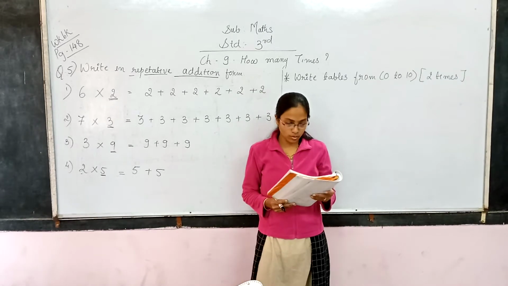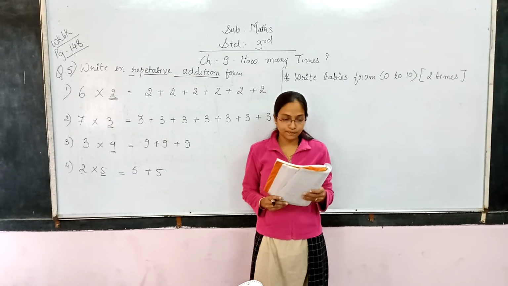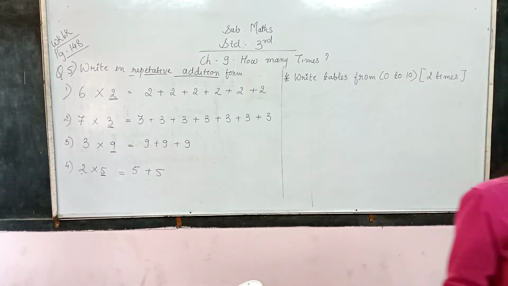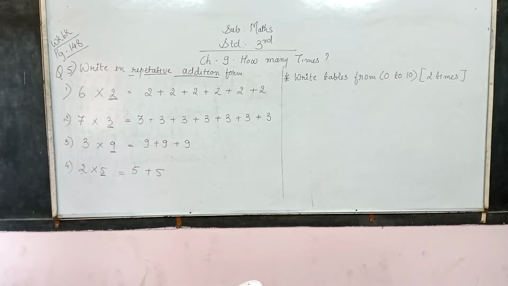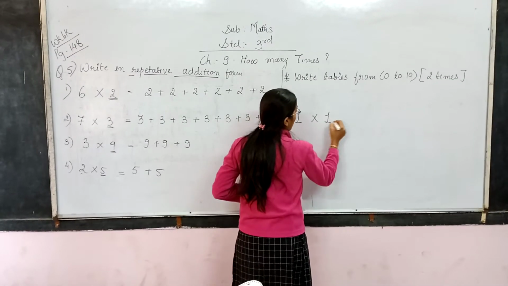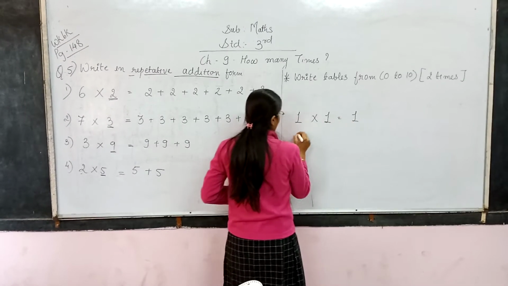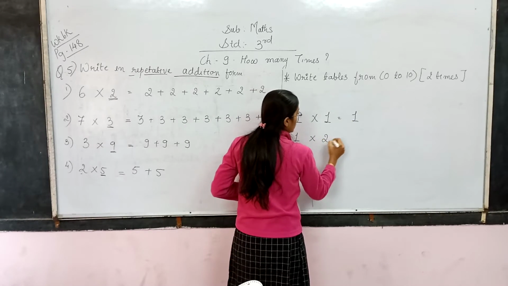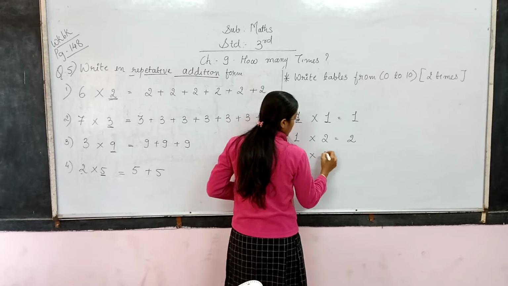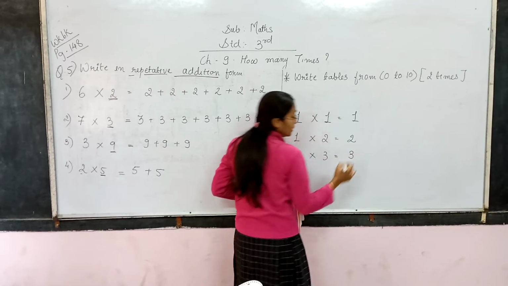I will explain to you how to read it. Here it is given. You have already learned like this: 1 ones are 1. 1 twos are 2. 1 threes are 3. Okay.